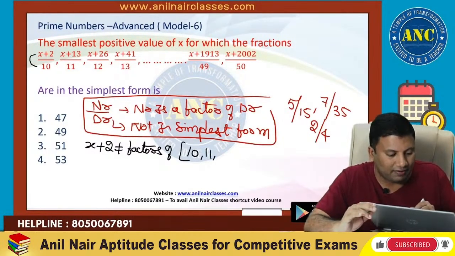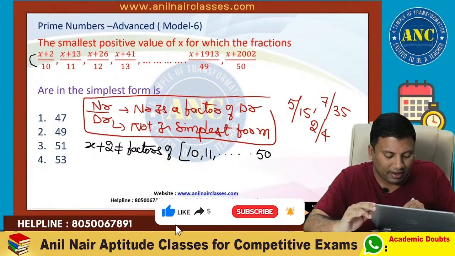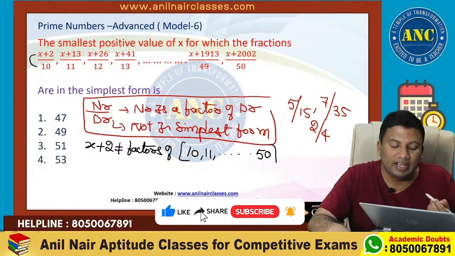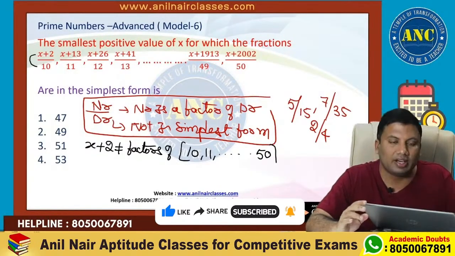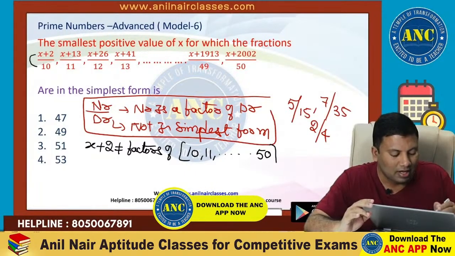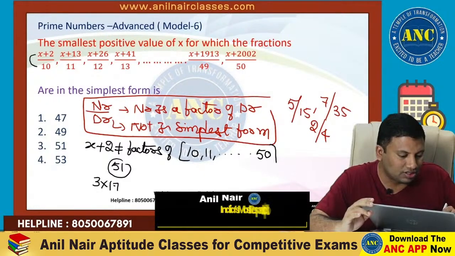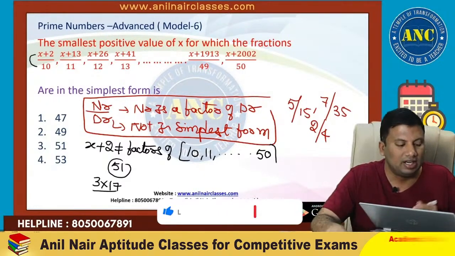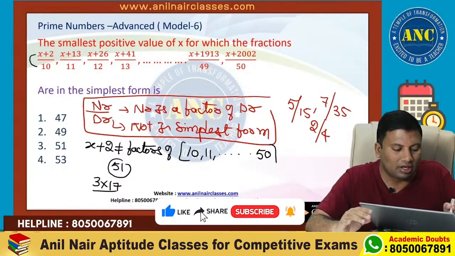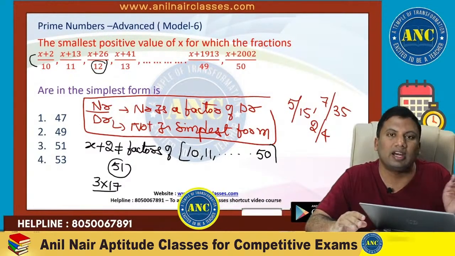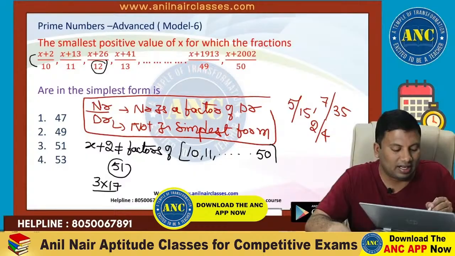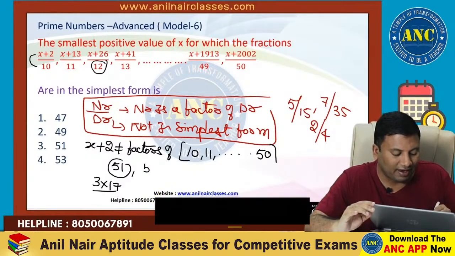It cannot be a factor of 11. It cannot be a factor of 50. If it is a factor of 10, 11, 12 and so on, then the fraction is not in its simplest form. After 50, 51. 51 is nothing but 3 into 17. Automatically when you are proceeding, x plus 10, x plus 11, x plus 12, x plus 13. In 12 there is a 3 factor. In 17 there is a 3 factor.